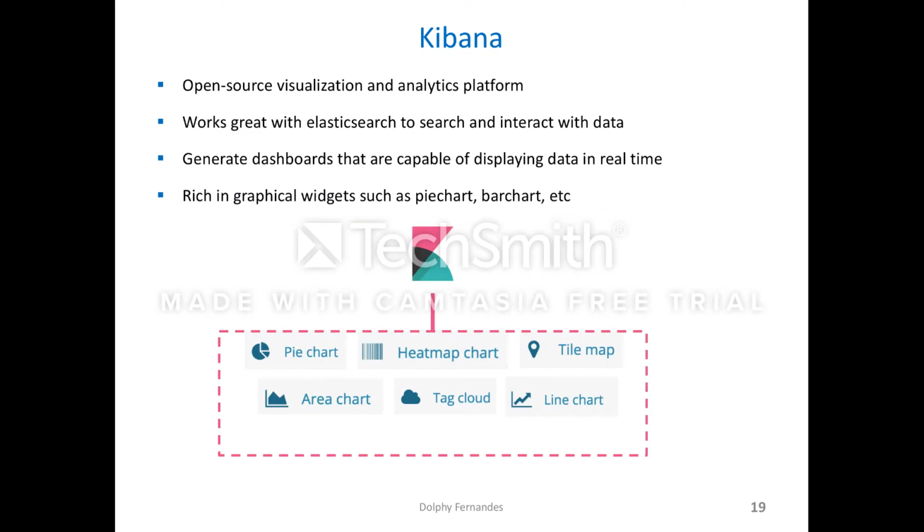and populates the GeoIP element here. Kibana. Kibana is an open source visualization and analytics platform that can be easily hooked up to Elasticsearch so that it can read and interact with data. With the help of Kibana, we can generate dashboards that are capable of displaying data in real time. Kibana is very rich in graphical widgets such as area chart, tag cloud, heat map, pie chart, etc.